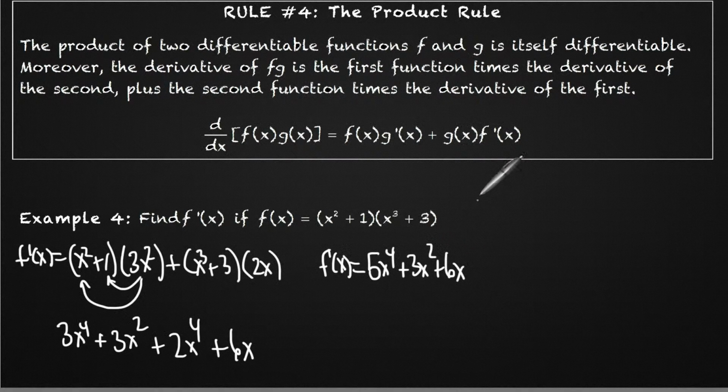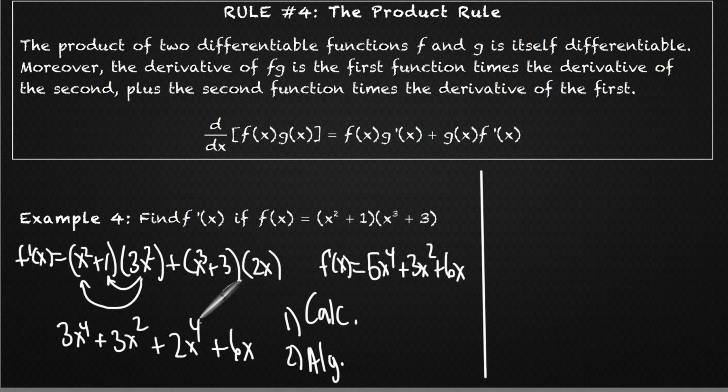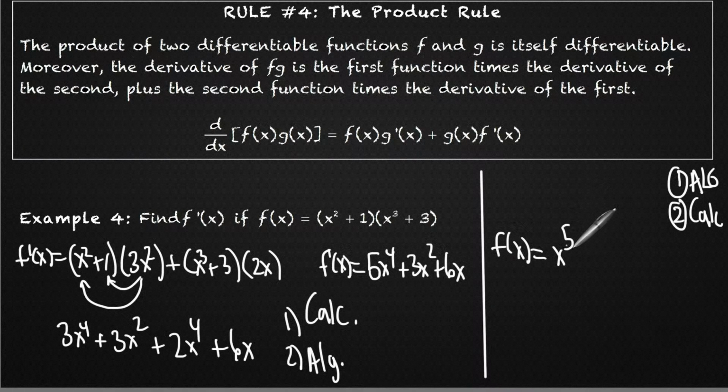Now, that is only one way of doing this problem. And notice that we did this problem by doing calculus first, and then we did a little bit of algebra to group up our like terms. Now I'm going to do it the way I would probably do this problem, without using the product rule, and that would be to use algebra first and then calculus. So algebra would say FOIL this together and rewrite f of x as x to the fifth plus 3x squared plus x cubed plus 3.